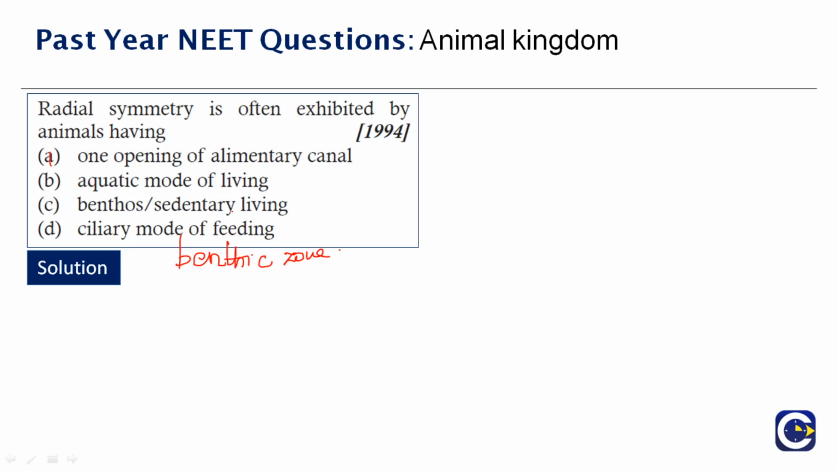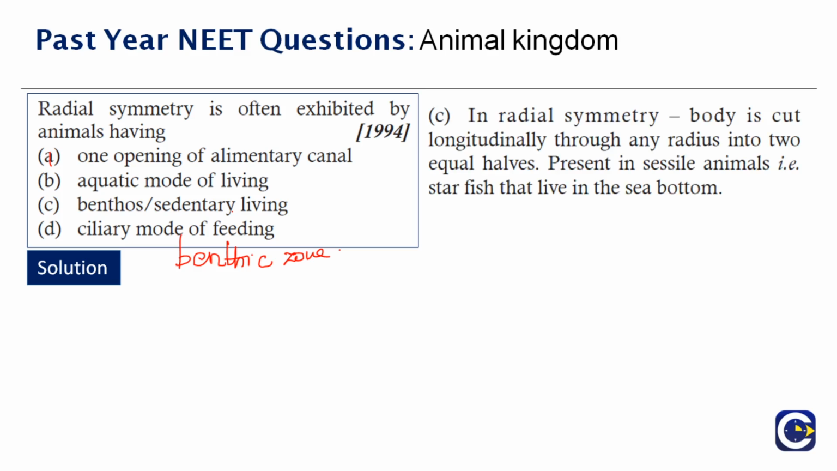In radial symmetry, the body is cut longitudinally through the axis, through any radius, into two equal halves. So therefore, the correct answer to this question is option C, where the central axis plays an important role when it comes to radial symmetry.